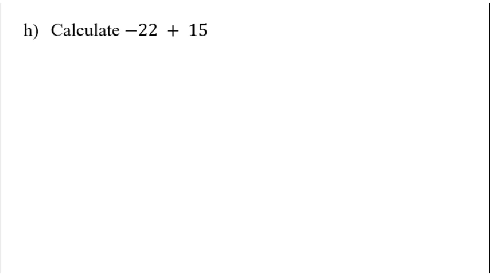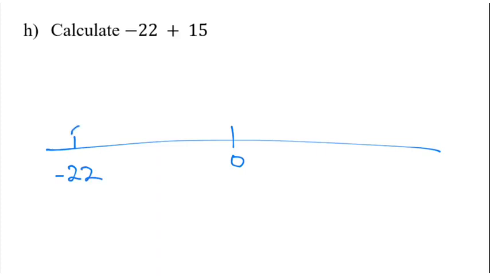If we look at number H here, negative 22 plus 15. In terms of a number line, there's 0. We're going to start at negative 22 and we're going to add on 15. And we're thinking, where is that going to take me? If I add on 15, that is going to take me to negative 7.